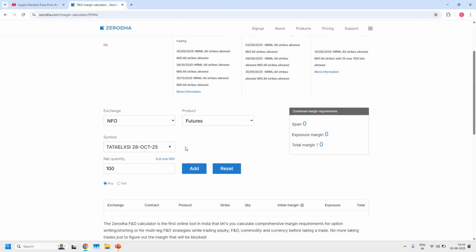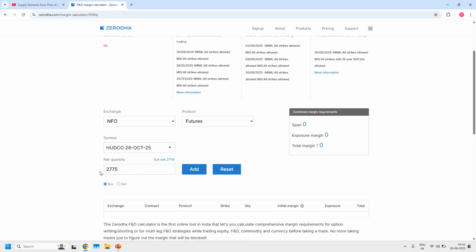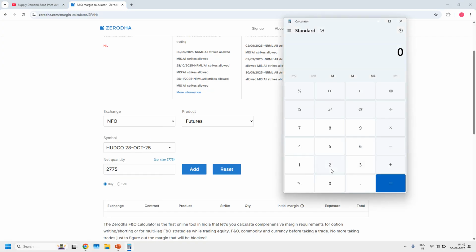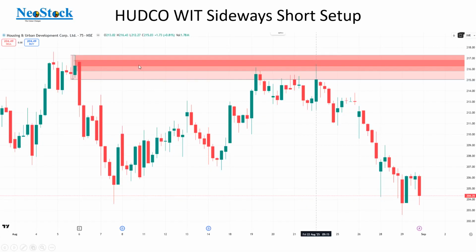Let us calculate how much profit you would have got. This is HUTCO, right? HUTCO lot is 2275, into 9 rupees 50 paisa. You would have got 21,000 rupees profit in 3 trading sessions. Excellent, right? So this is a WIT example, weekly income trade, HUTCO WIT sideways short trade setup.